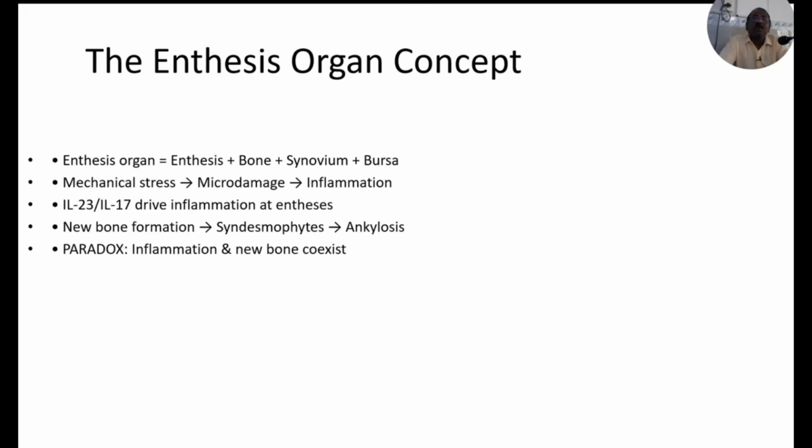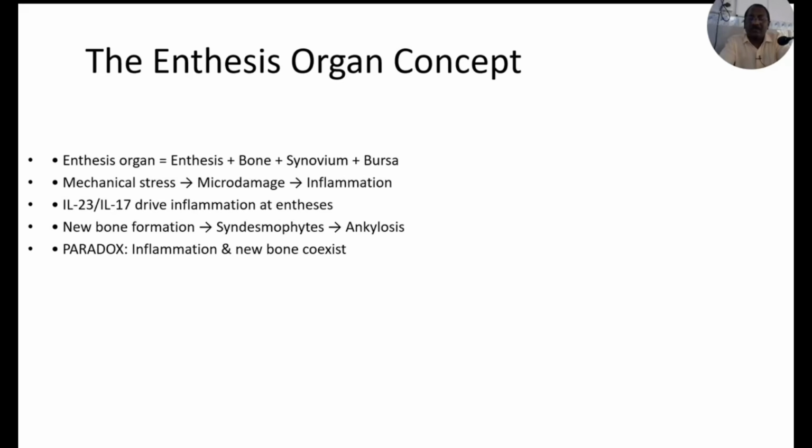What do you mean by the enthesis organ concept? See, the enthesis organ is nothing but a combination of the enthesis, that is your tendons, your ligaments, etc., and the bone and bone capsule and synovium and finally the bursa. So all the structures other than your joint make up the enthesis organ. The mechanical stress will lead to micro damage, and that may give a route for inflammation. And these inflammations are mostly interleukin 23 and 17 driven inflammations. New bone formation, syndesmophytes, and then the ankylosis. This is very common in ankylosing spondylitis. So there will be ankylosis of all the joints.